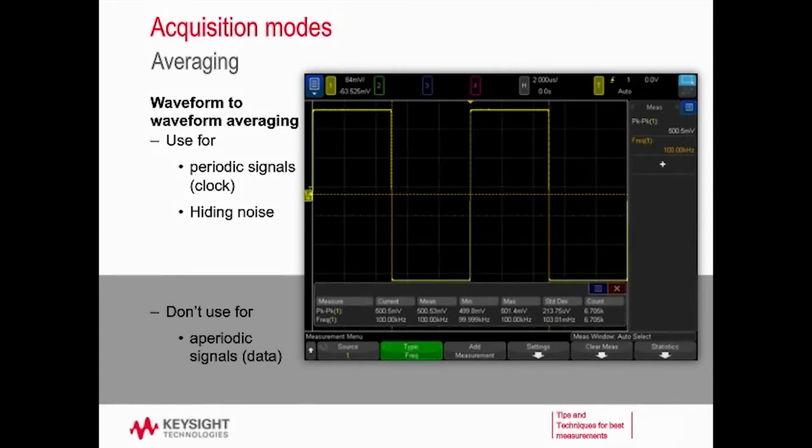Averaging acquisition mode is a waveform-to-waveform averaging mode. You take multiple captures and average multiple waveforms together over time.